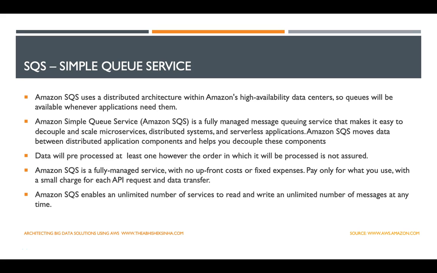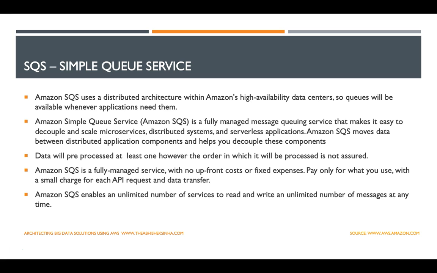Welcome to this lecture. In this lecture, we are going to talk about Amazon Simple Queue Service, which is a fully managed message queuing service which enables you to decouple and scale microservices, distributed systems, and serverless applications. SQS also eliminates the complexity and overhead associated with managing and operating message-oriented middleware and empowers developers to focus on differentiating work. Using SQS, a developer can send, store, and receive messages between software components at any volume, without losing messages or requiring other services to be available.